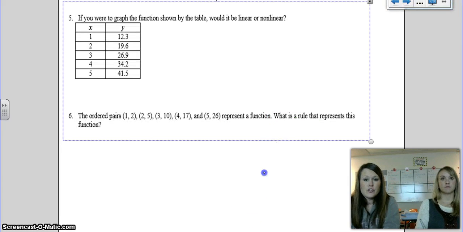Okay, if you were to graph this function, would it be linear or non-linear? So I don't know what's happening. Okay, it's fine. We'll work through it.